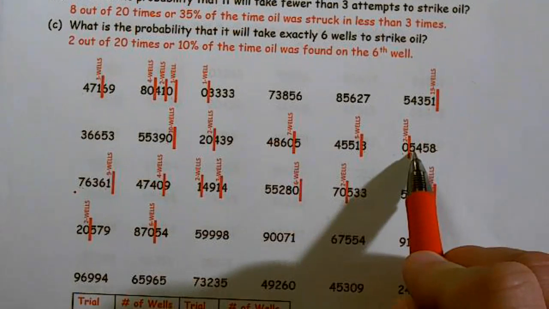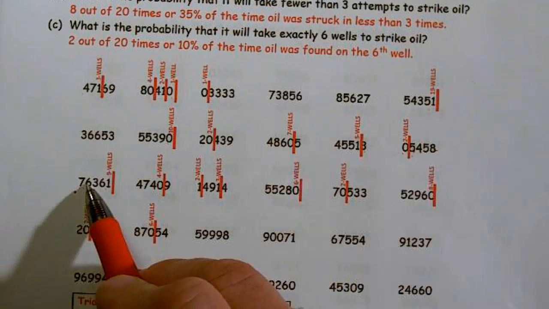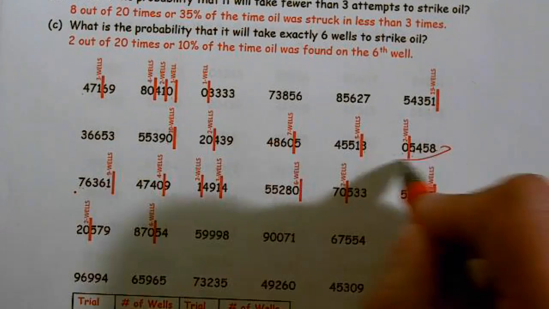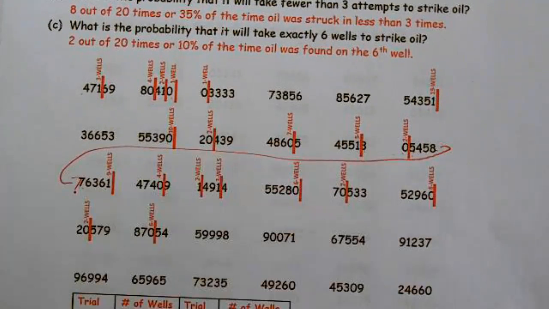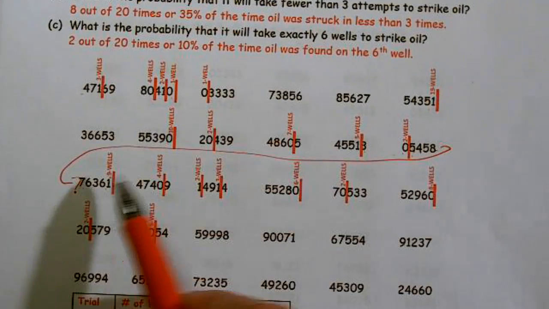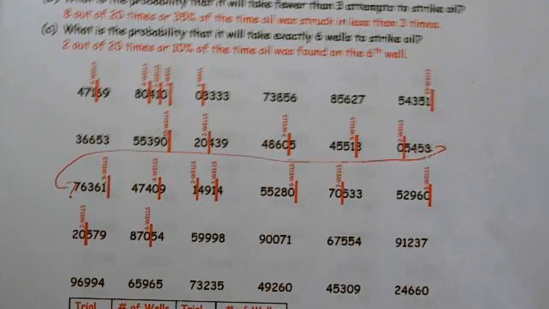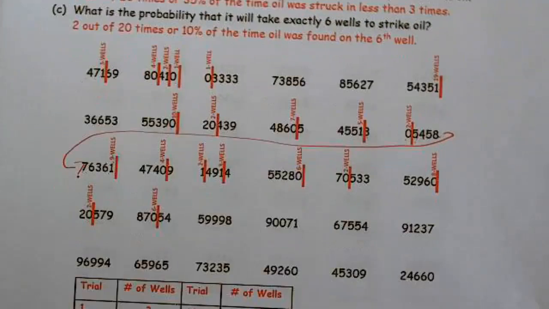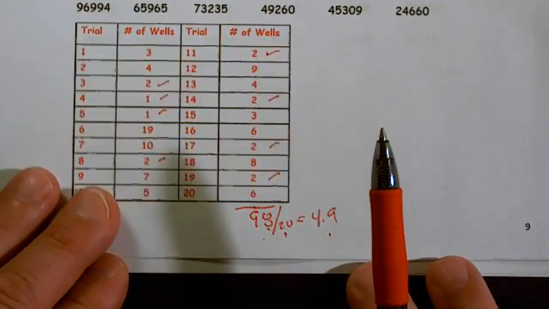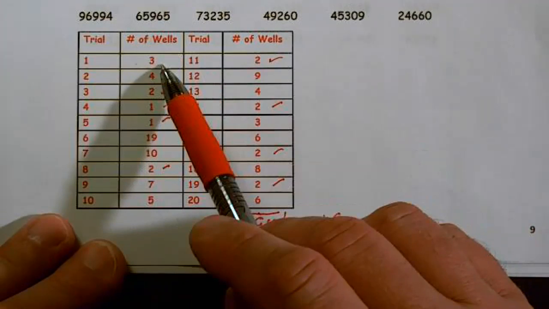But then I get to this one, and I have 1, 2, 3, 4, 5, 6, 7, 8, 9. Please notice I had to wrap around. All right, so I wrapped around, and that made 9 wells. So that particular trial took 9 wells. Now, it would have been great if I labeled my trials, but I didn't. But you can clearly see where a trial ended. Well, when I ended up running this thing, the first trial took 3 wells, etc.